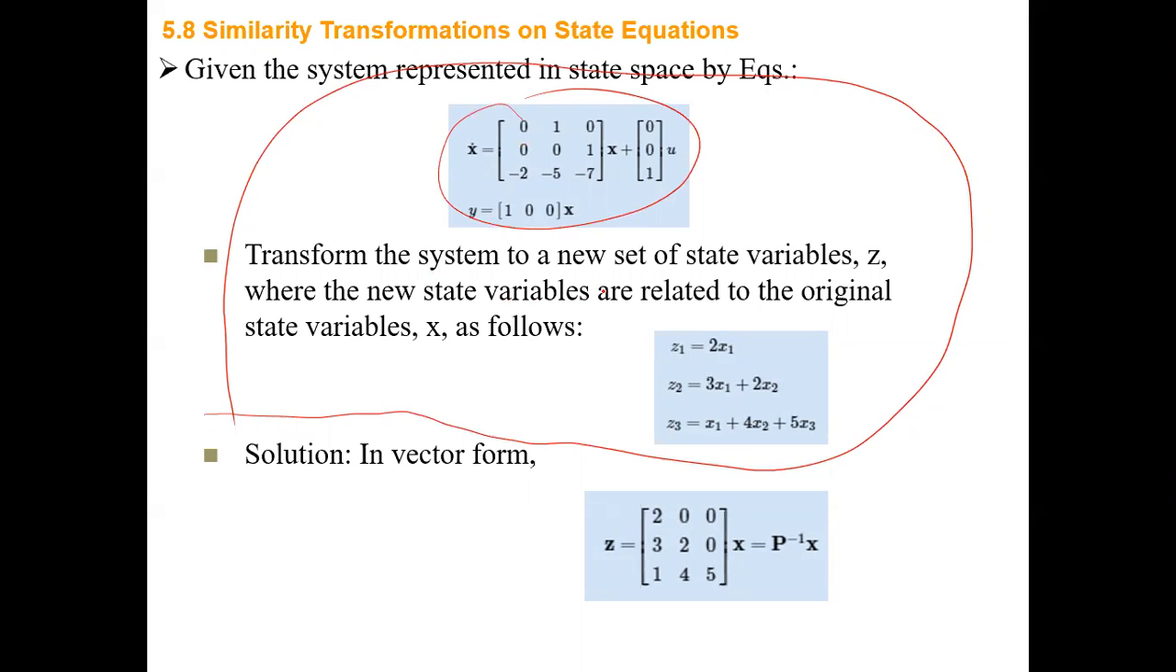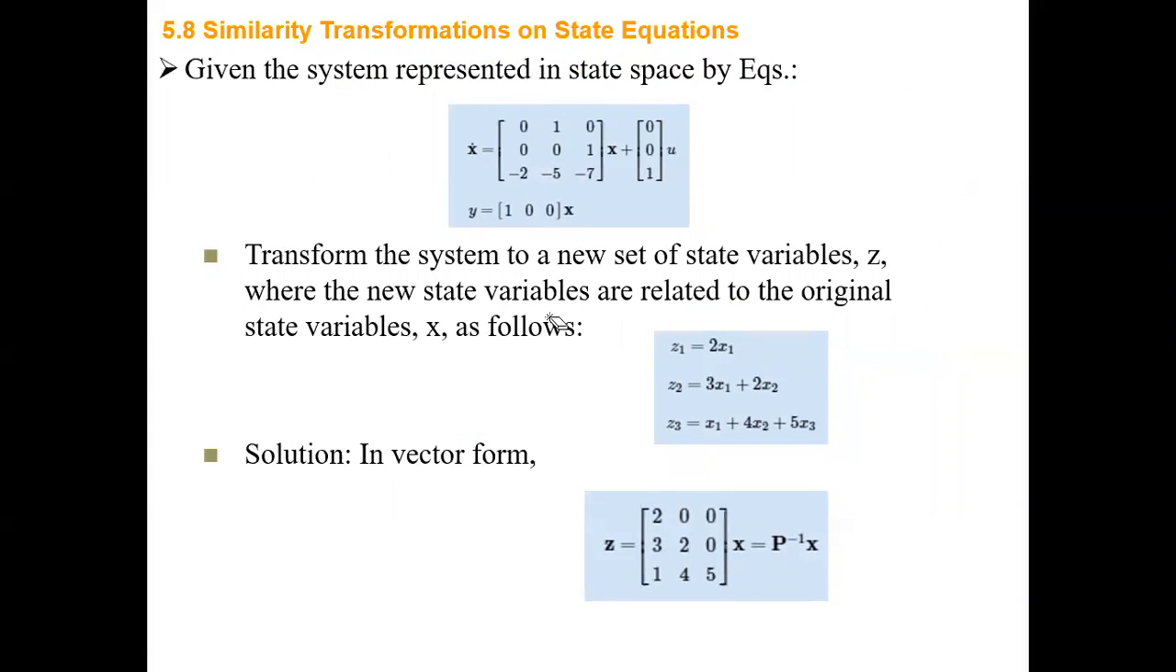You are given this system, and I'm asking you to define your G1 as 2x1, G2 as 3x1 plus 2x2, G3 as this. I'll ask you to define it this way. Now I'm asking you to find the similarity transformation in this state vector, state variable rather. In this G1, G2, G3, what is the similarity transformation? So how do you find your G? In the previous slide, how do you find the G? Remember your x is PG, right? And what is your G then? If you pre-multiply by this, what do you get? You got G, right?